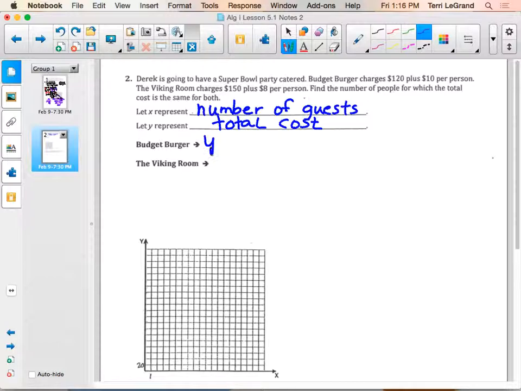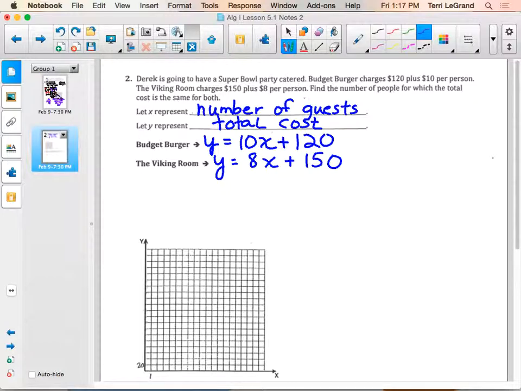Y equals 10x plus 120. Anybody want to agree with Ian that we could go with that equation? It's looking fairly popular for the moment. Okay, how about the Viking Room? What are you going to do for that one, Hunter? Y equals 8x plus 150. Okay, anybody want to agree with Hunter? That would be a good one for the Viking Room? Yeah, we got some good equations here.